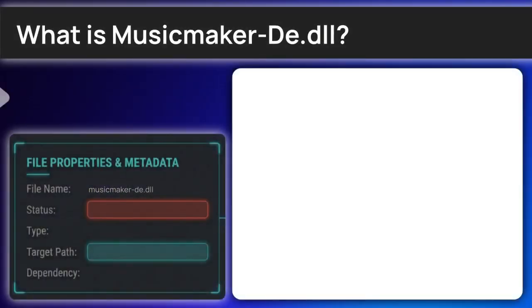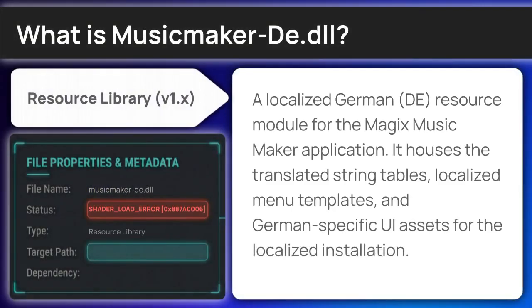This is the Musicmaker-de module, a localized German DE resource module for the Magix Music Maker application. It houses the translated string tables, localized menu templates, and German-specific UI assets for the localized installation.